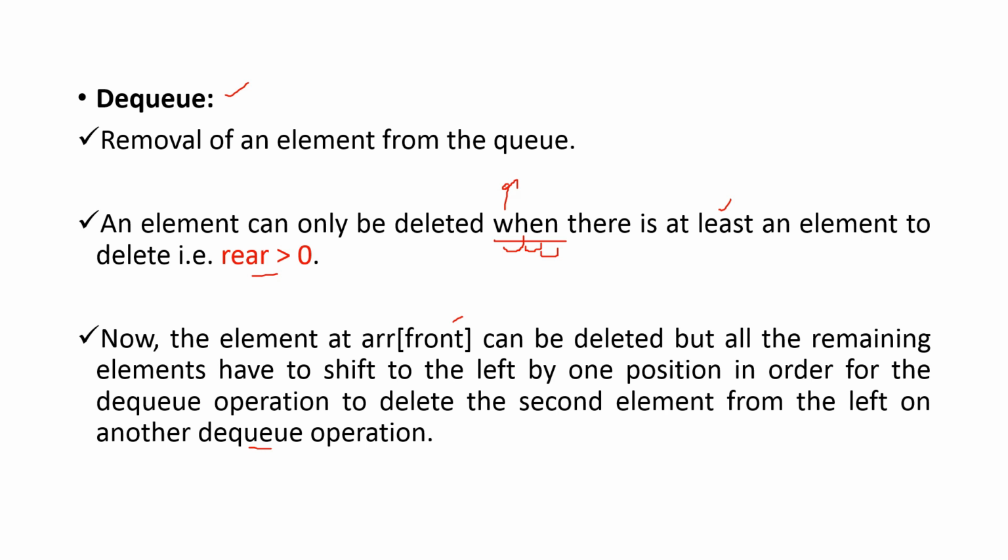That is, ARR of front can be deleted, and all the remaining elements have to shift to the left by one position in order for the DQ operation to delete the next element. Because the second person will come and stand at the first position, and that is the item which is to be deleted in the next DQ operation.